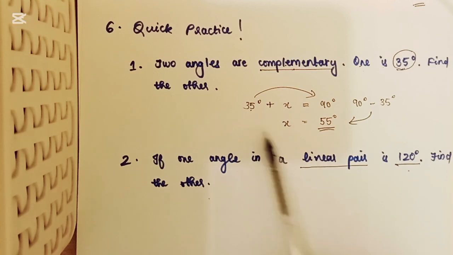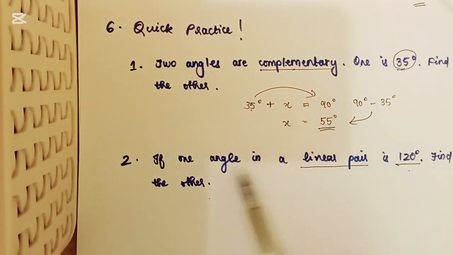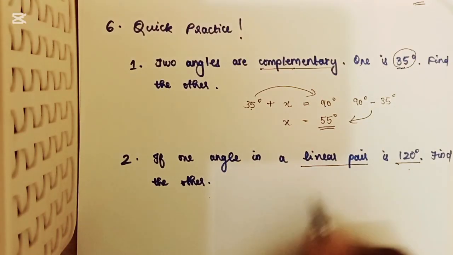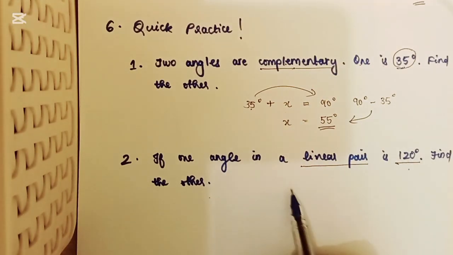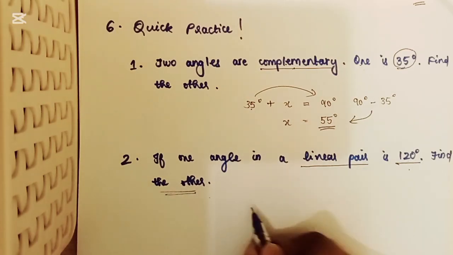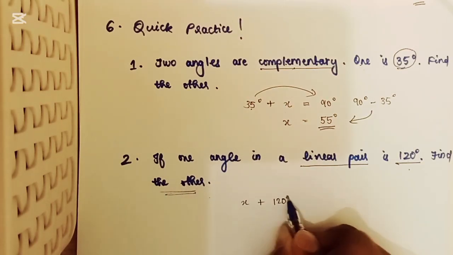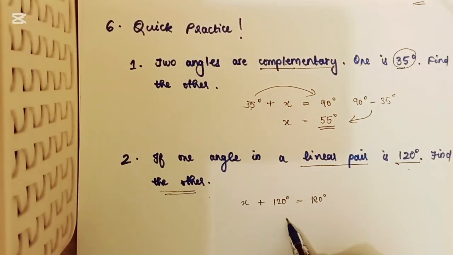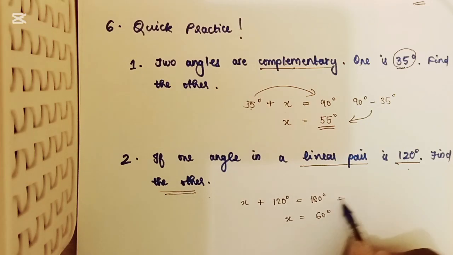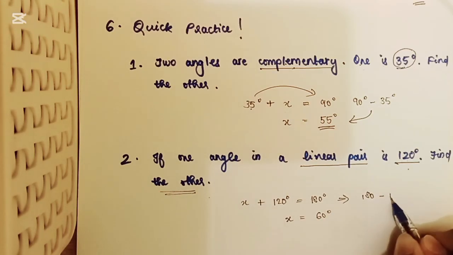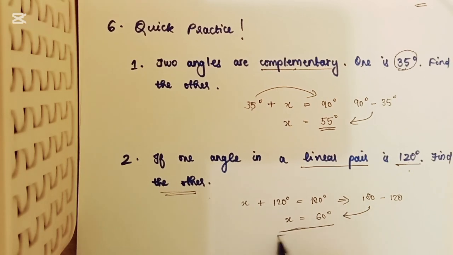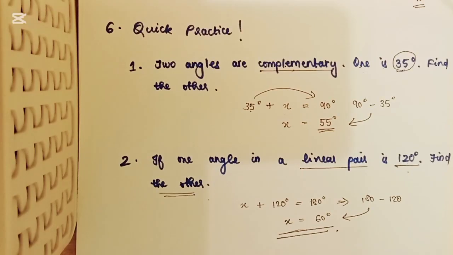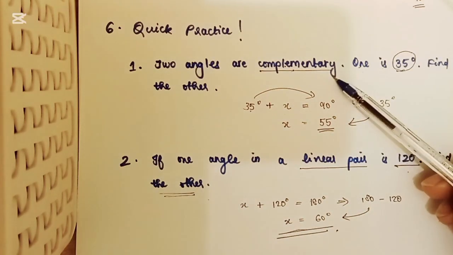So what is a linear pair? 2 angles resting in a straight line, and the straight line will always be equal to 180 degrees. So one angle is 120, then we need to find the other angle. So just like the other question, we'll take 120 degrees plus x. X is the unknown angle. So x plus 120 degrees is equal to 180 degrees according to the linear pair. And then take 120 to the other side. So x will be equal to 60 degrees, as this will be 180 minus 120, which leads us to 60 degrees. So this is how questions will be coming from this chapter.